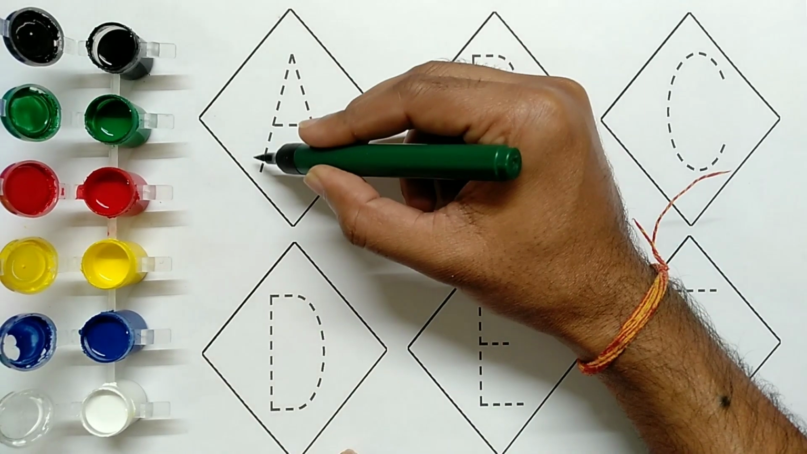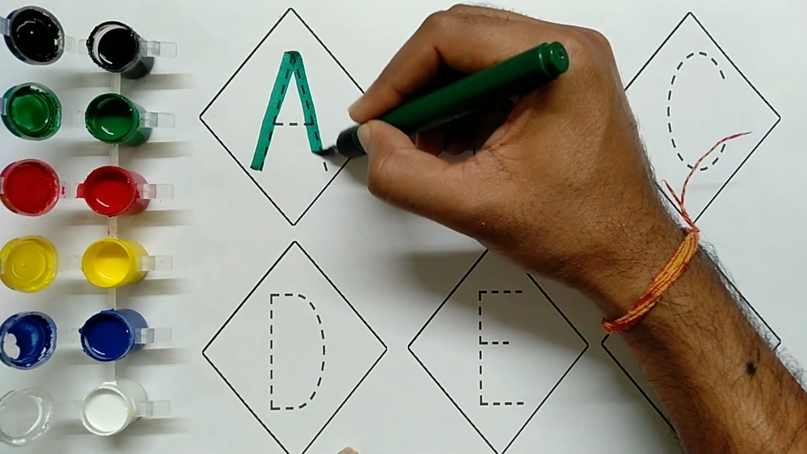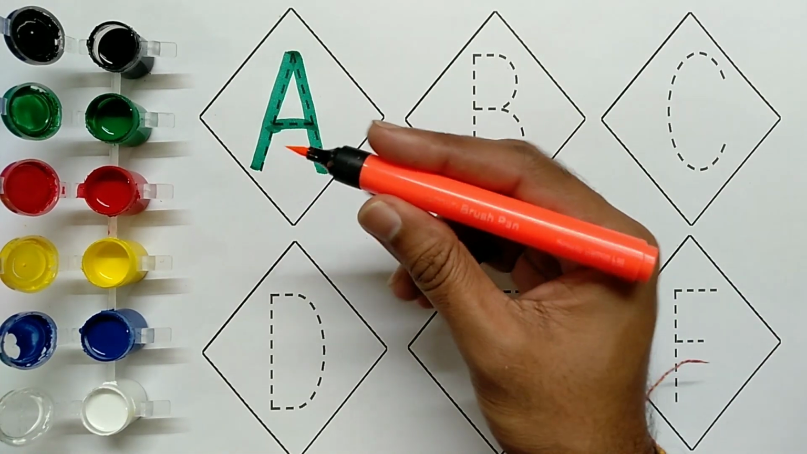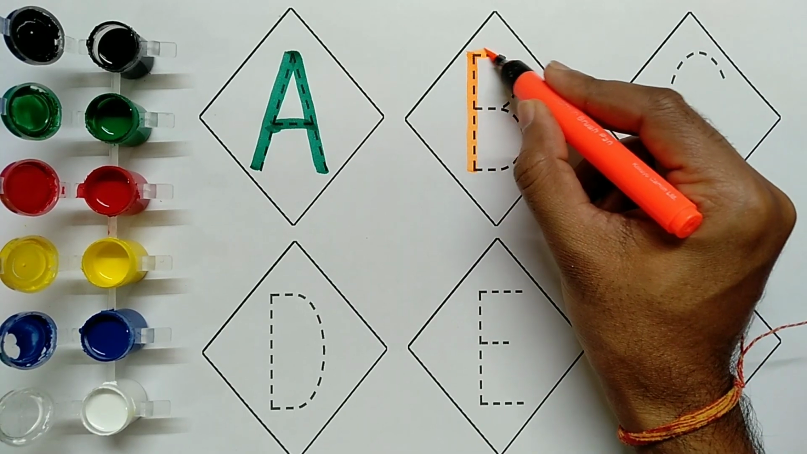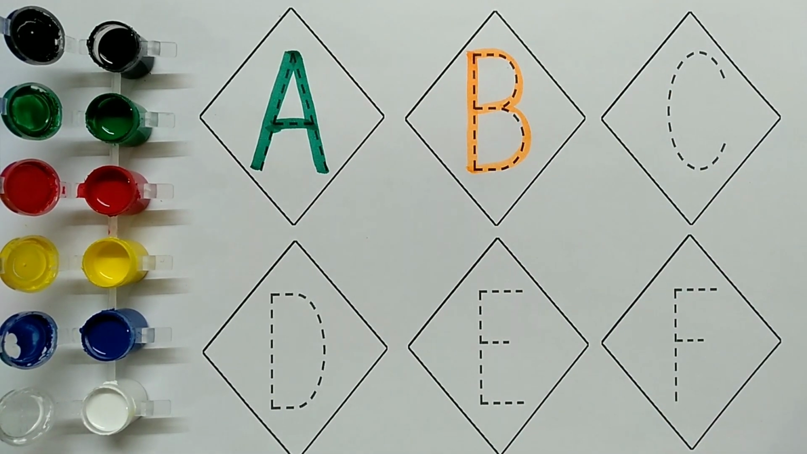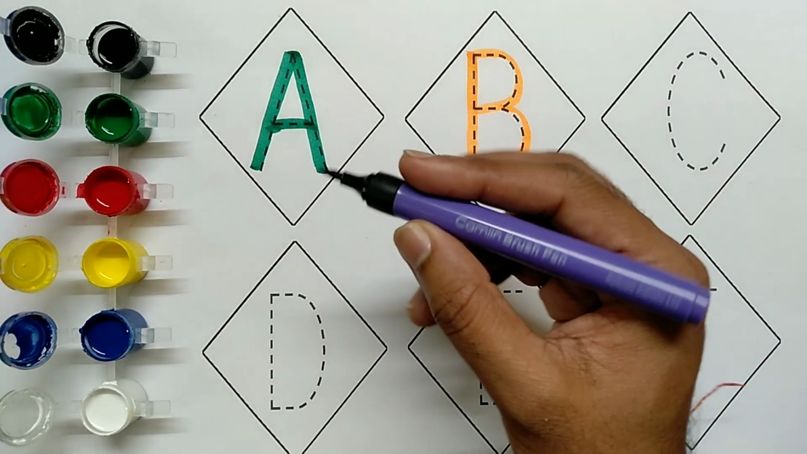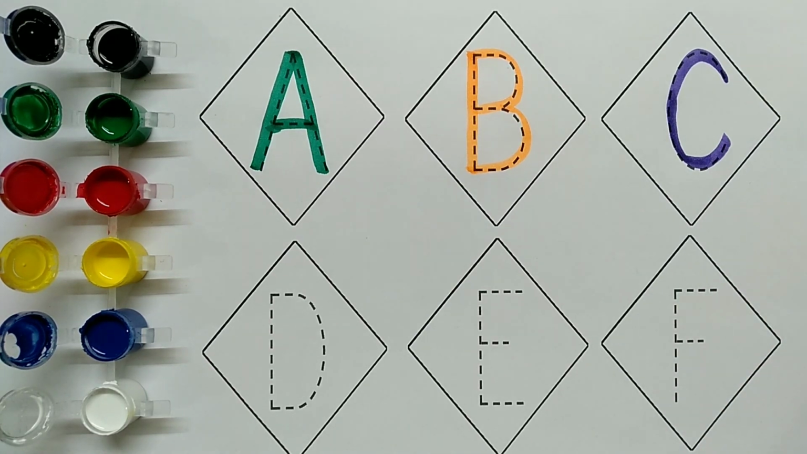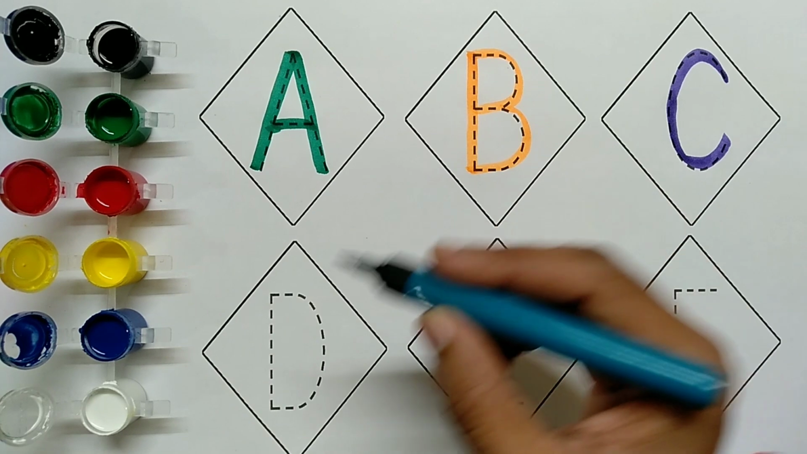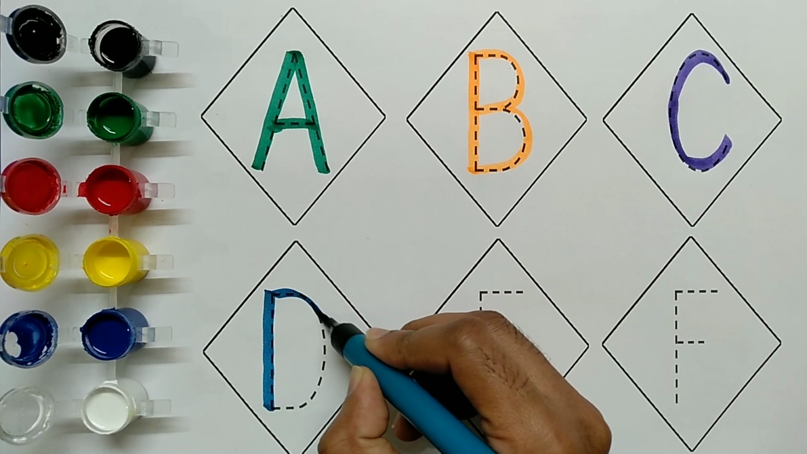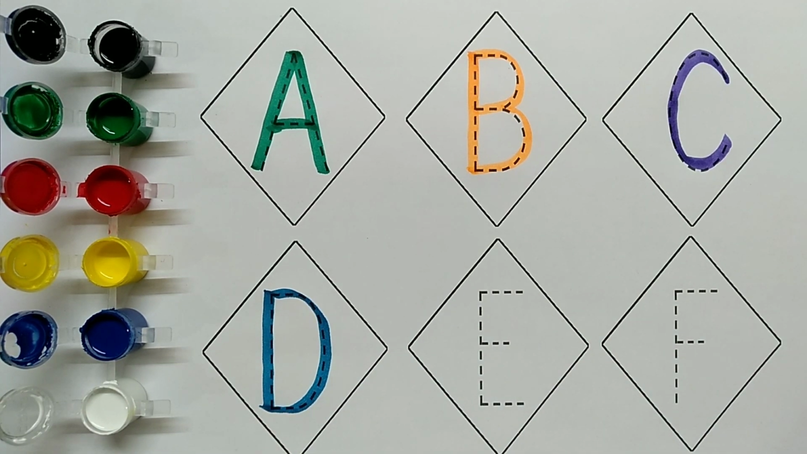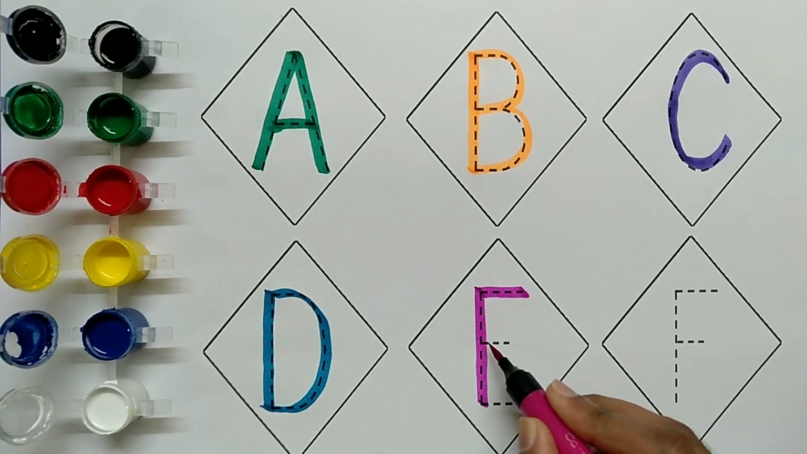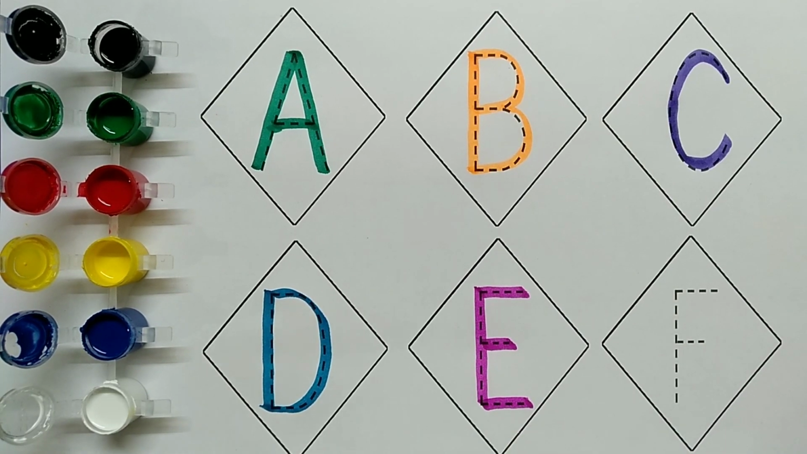Green color. A. A for apple. Orange color. B. B for ball. Purple color. C. C for cat. Blue color. D. D for dog. Pink color. E. E for elephant.